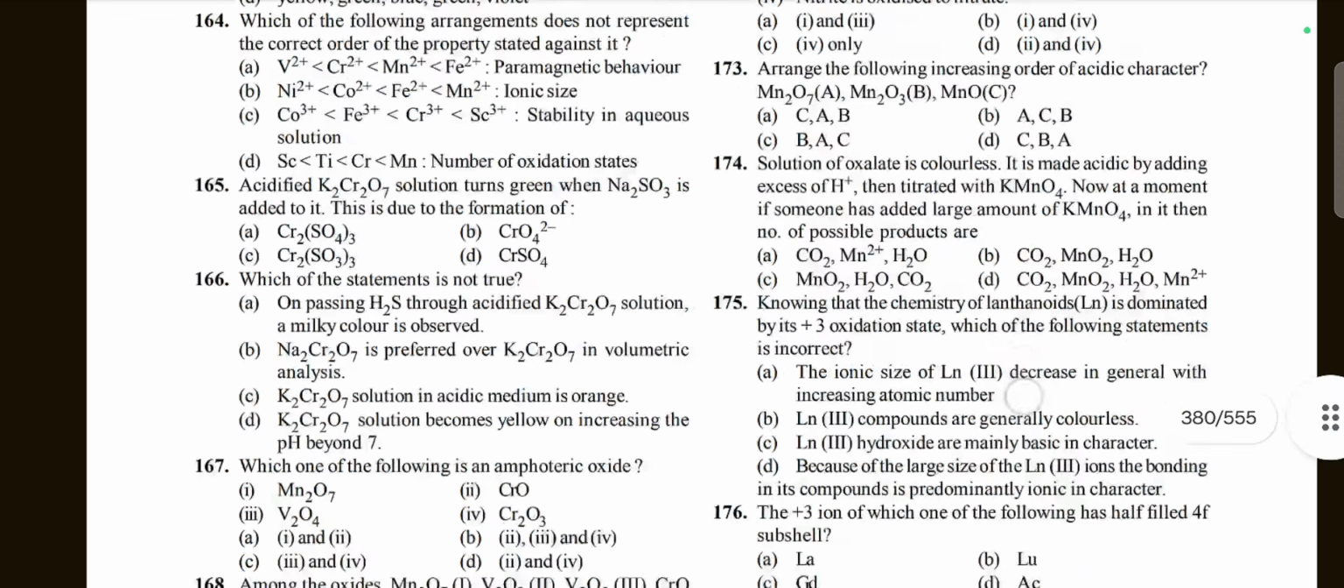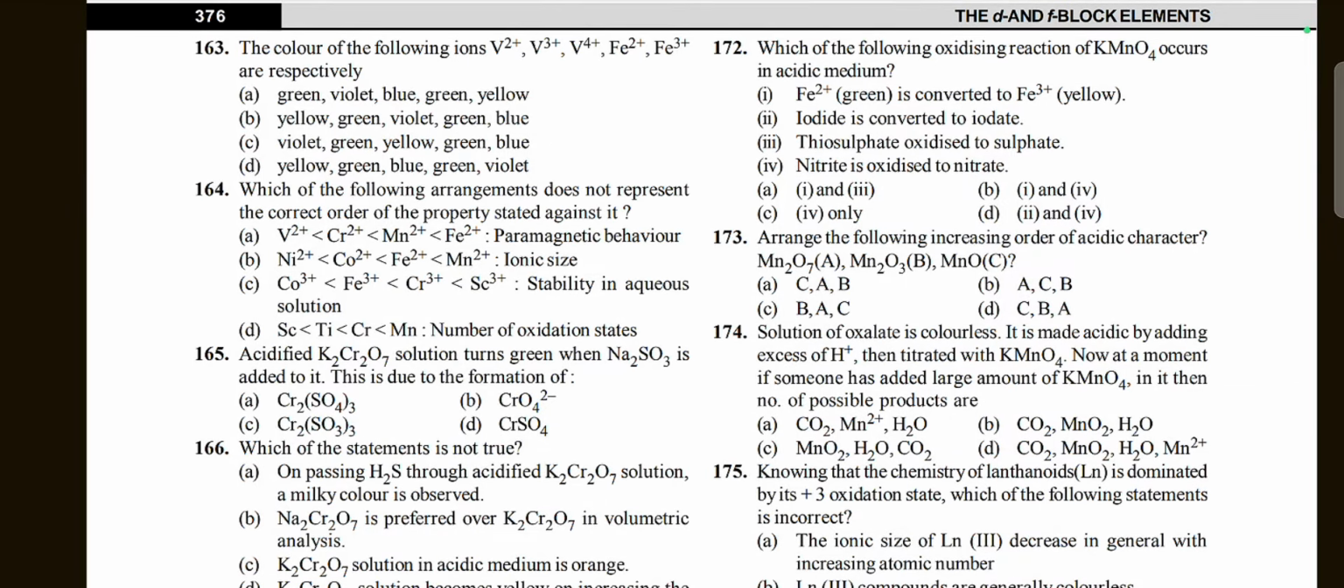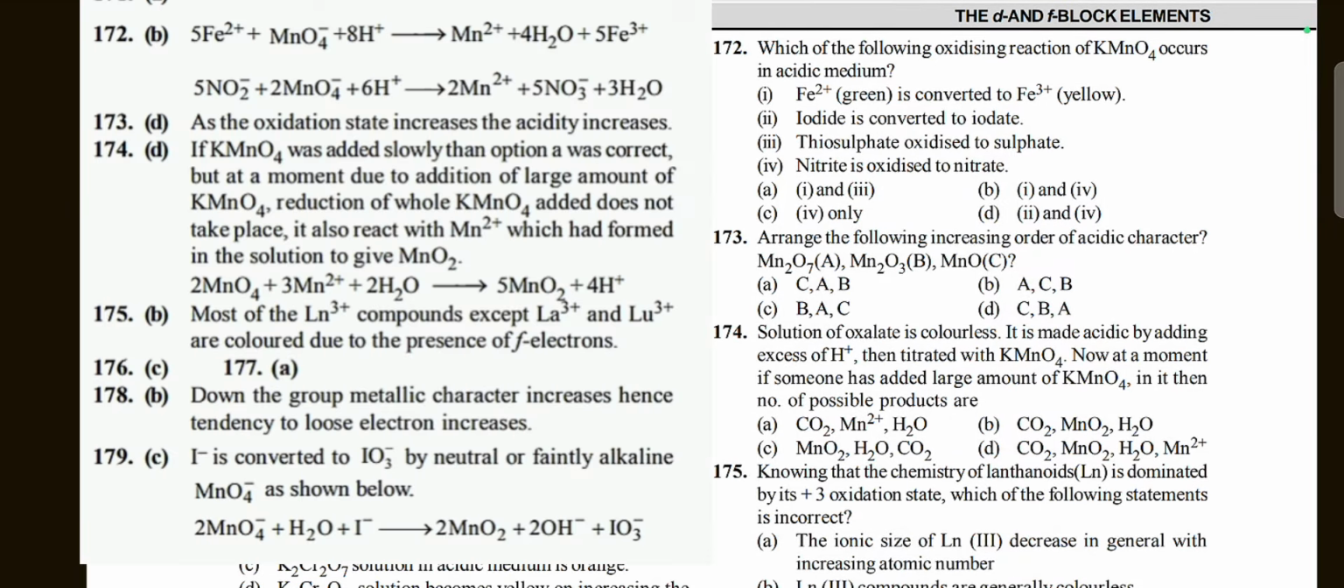Option D. Which of the following oxidizing reactions of KMnO4 occurs in acidic medium? So Fe2+ green is converted to Fe3+ yellow. So yes, this occurs in acidic medium. Iodide is converted to iodate. No. Thiosulfate oxidized to sulfate. No. Nitrite is oxidized to nitrate. Yes. So 1 and 4 are correct, and the reactions are 5Fe2+ plus MnO4- plus 8H+ gives Mn2+ plus 4H2O plus 5Fe3+. And the second reaction is 5NO2- plus 2MnO4- plus 6H+ gives 2Mn2+ plus 5NO3- plus 3H2O.